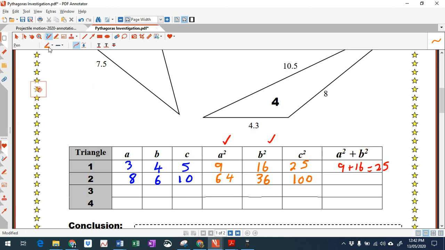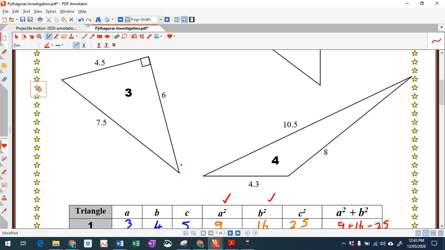Okay, and then next step is to work out what A squared plus B squared is. A squared plus B squared is 64 plus 36, which equals 100. Okay.